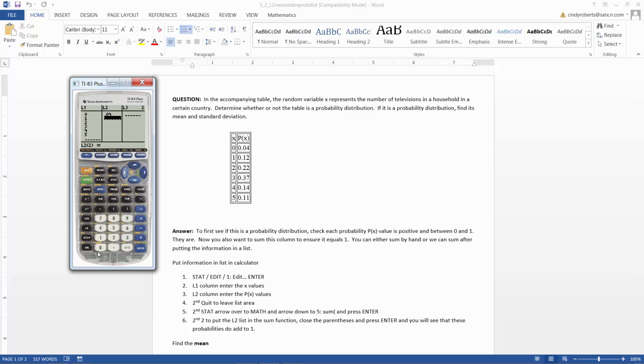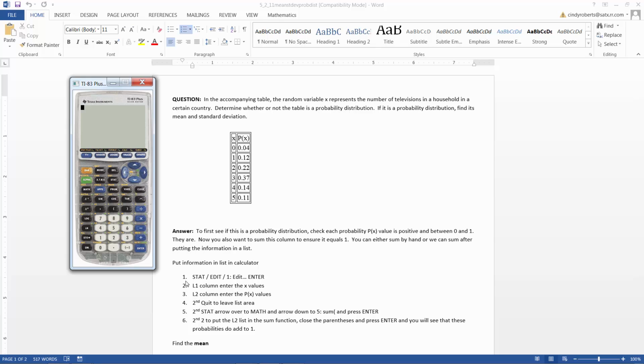So 0.04, 0.12, 0.22, 0.37, 0.14, and 0.11. All right, so I have the data in there. And so I'm doing second quit to leave this list area.